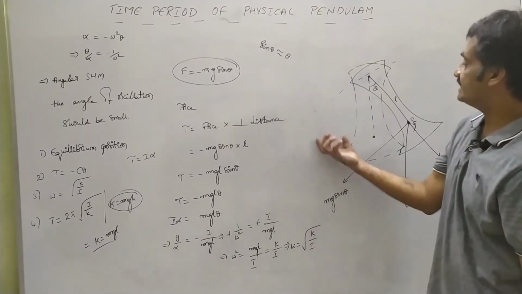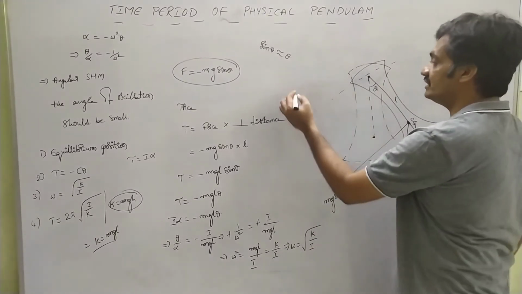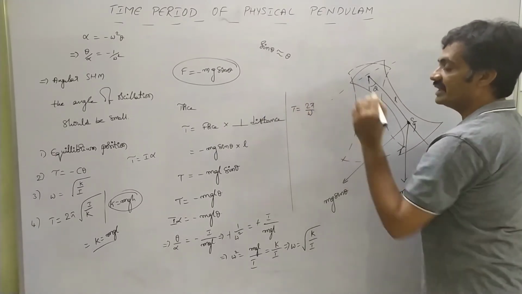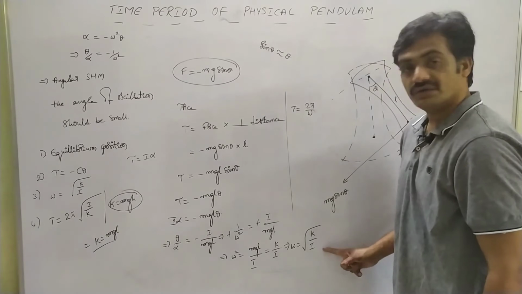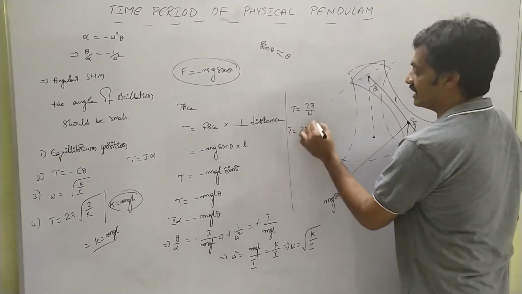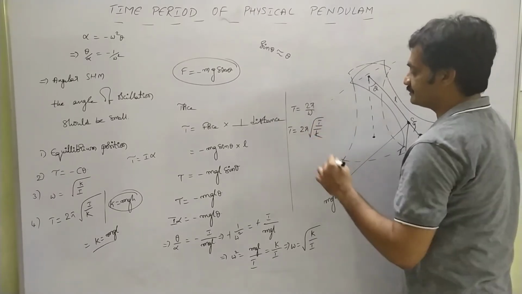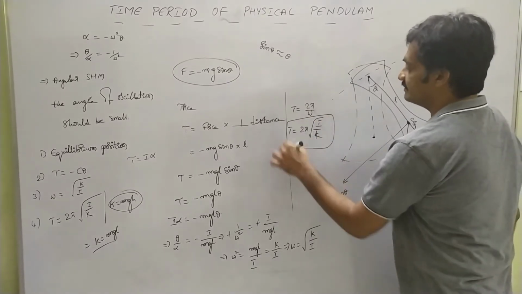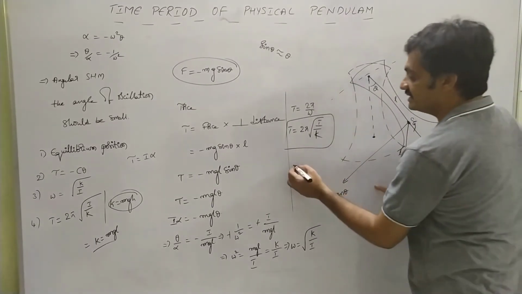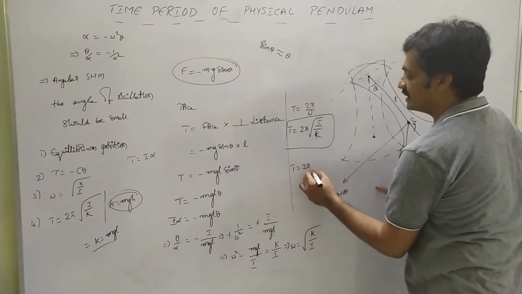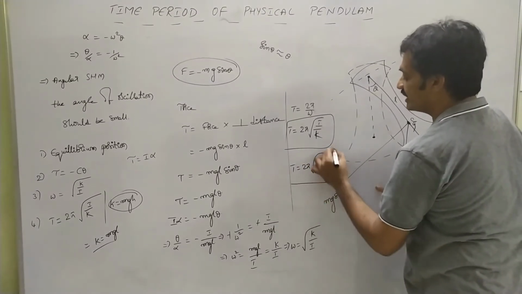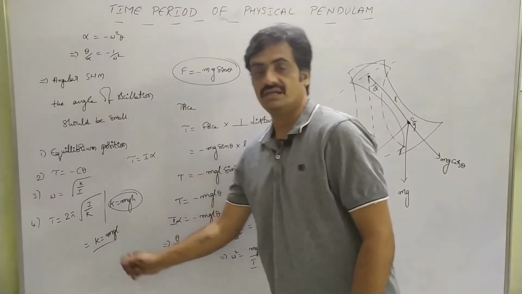Now we have to represent the time period for this pendulum. As we know that the time period is given as T equals 2 pi by omega, where omega equals under root of k by I. As we substitute this value, we get 2 pi into under root of I by k. So this represents the time period for this physical pendulum. Or we can also represent this expression as T equals 2 pi into under root of I by mgl, where k equals mgl.